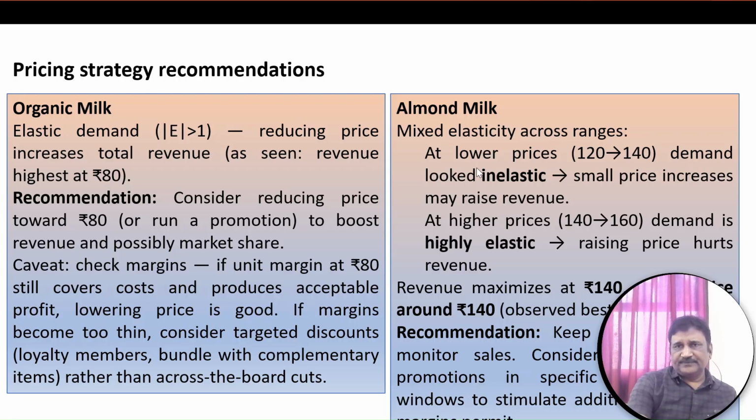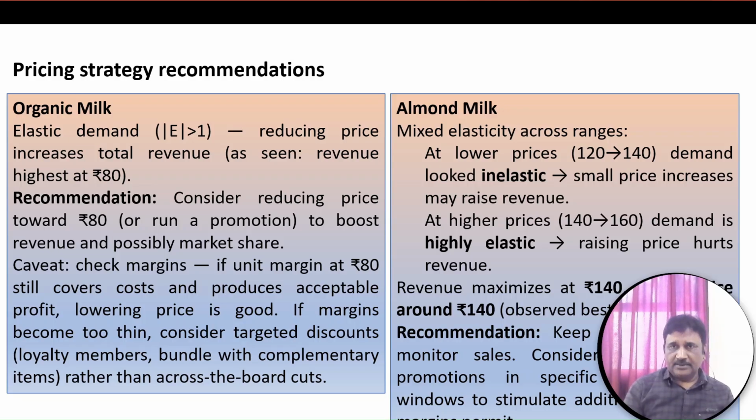On the almond milk side, mixed elasticity across ranges. At lower price, it is inelastic, between the lower price range of 120 to 140. Small price increase may raise the revenue. At higher prices between 140 to 160, demand is highly elastic. Raising price hurts the revenue. So within that range, you should not increase the price.